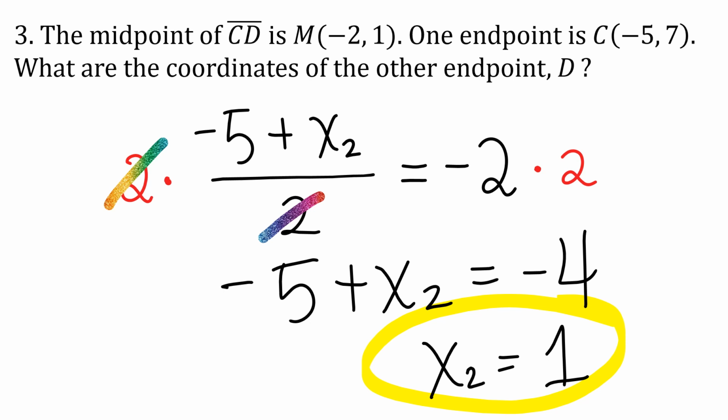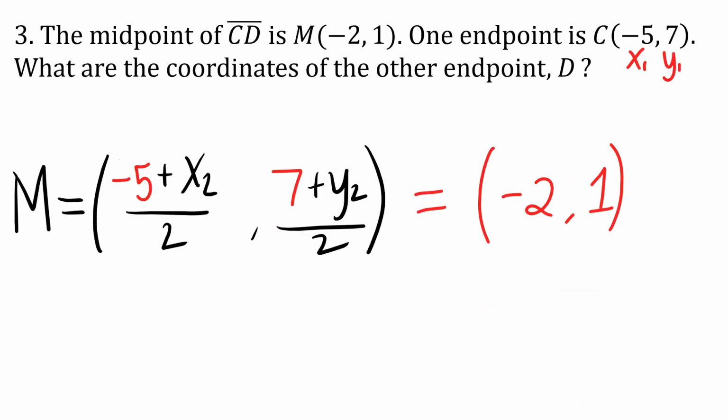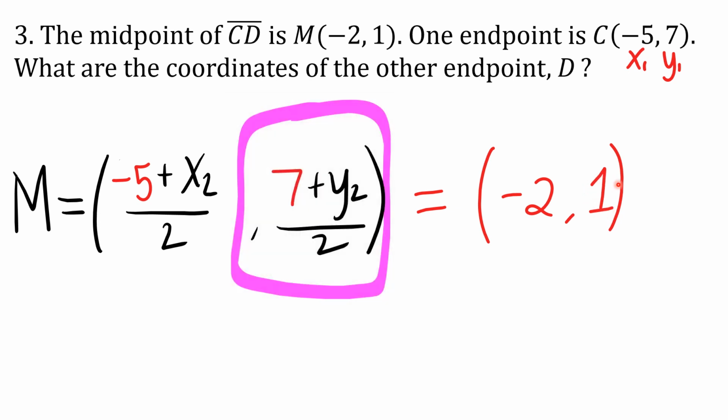Now let's go back to our formula and get our second equation. Here's where we were just working from. We just took the x-coordinate and set it equal to negative 2. Now we're going to do the y-coordinate, so 7 plus y2 over 2, and set it equal to the y-coordinate, which is 1.